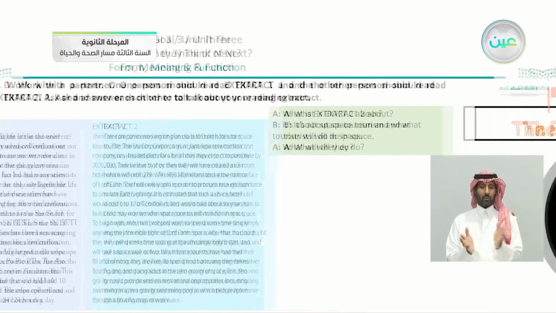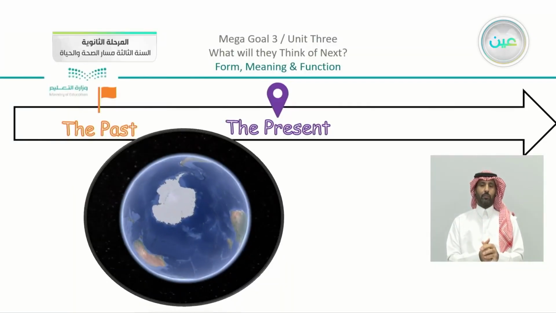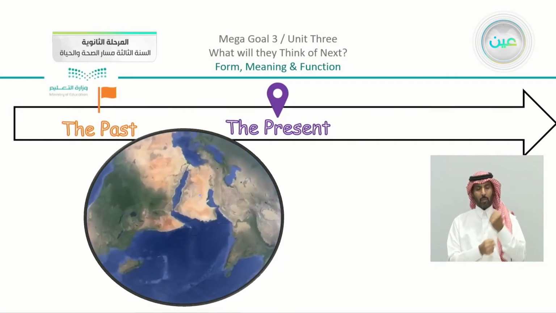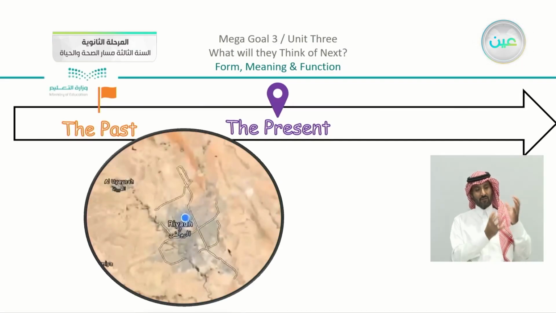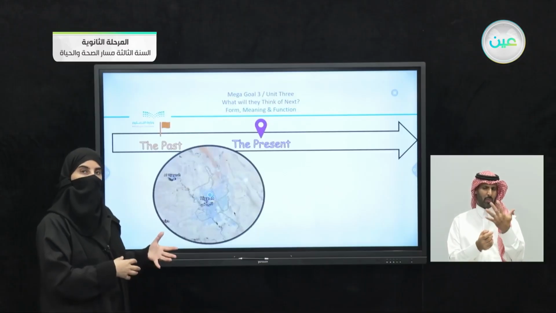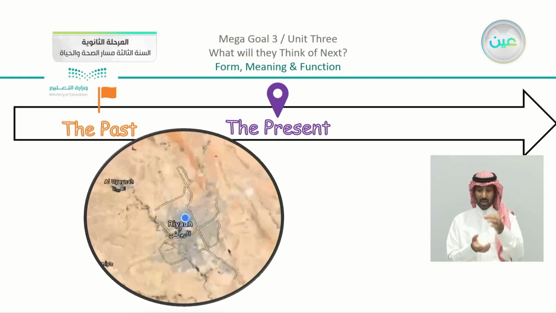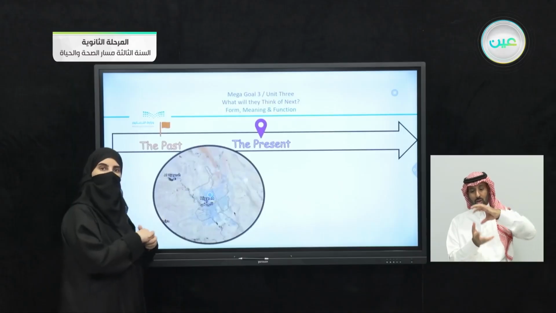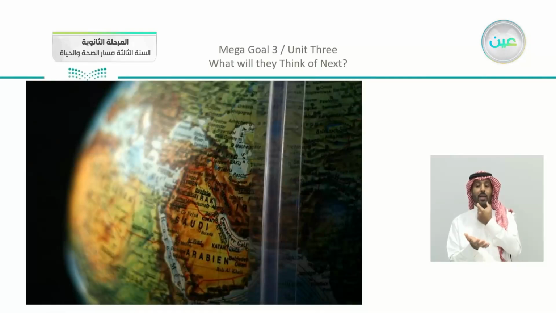So this is what we took in our last lesson. Now, since we are talking about the past and the present, and we relate it to space here, we are going to use this type of information for something new. As you can see, the zoom was from space all the way to Riyadh. So we are going to focus here and see what is new.